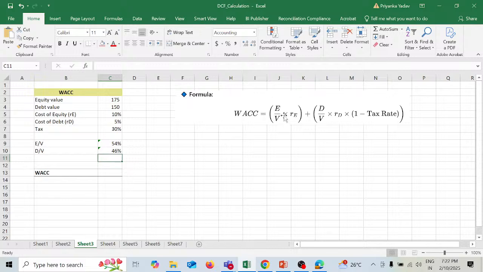So in the calculation of WACC, you have two elements, E by V and D by V. We have calculated them separately. We can also calculate it straight away in the WACC formula, but to make it simpler, I have calculated it separately. Now we're going to calculate WACC. For this we require first your E by V value, that is what we have calculated.